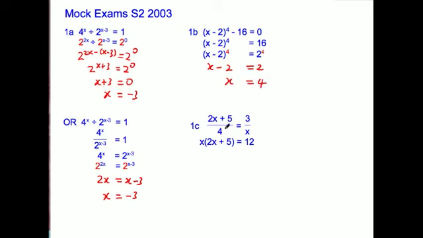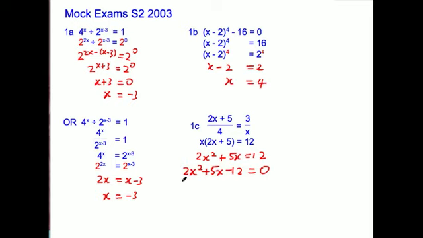In the next sum, we have one fraction equals another fraction. In this case, we need to cross multiply, and when we cross multiply and expand, we can see that there is an x squared term. This means that we have a quadratic equation. 2x squared plus 5x minus 12 equals 0.